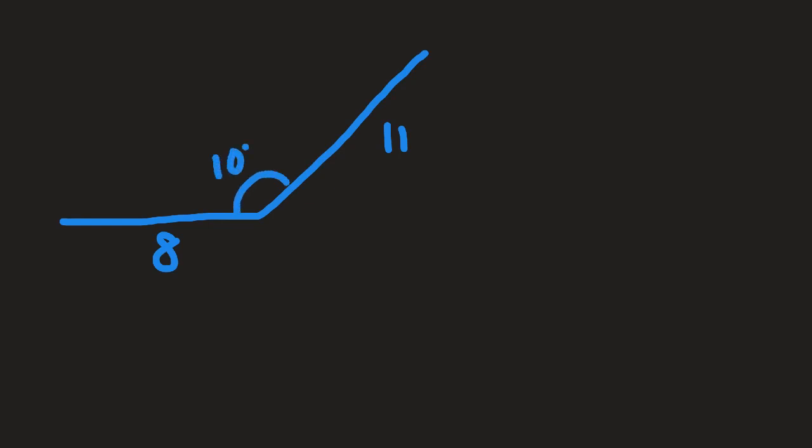Here's why you shouldn't agree. You could have a triangle that has a base of 8 or a side of 8, another side of 11 with 100 degrees right between the 11 and the 8. And your triangle could look like that.